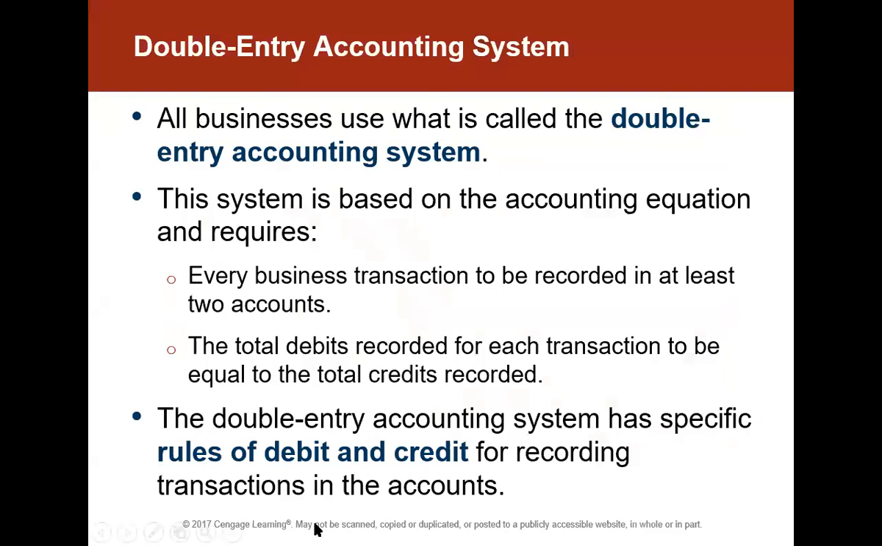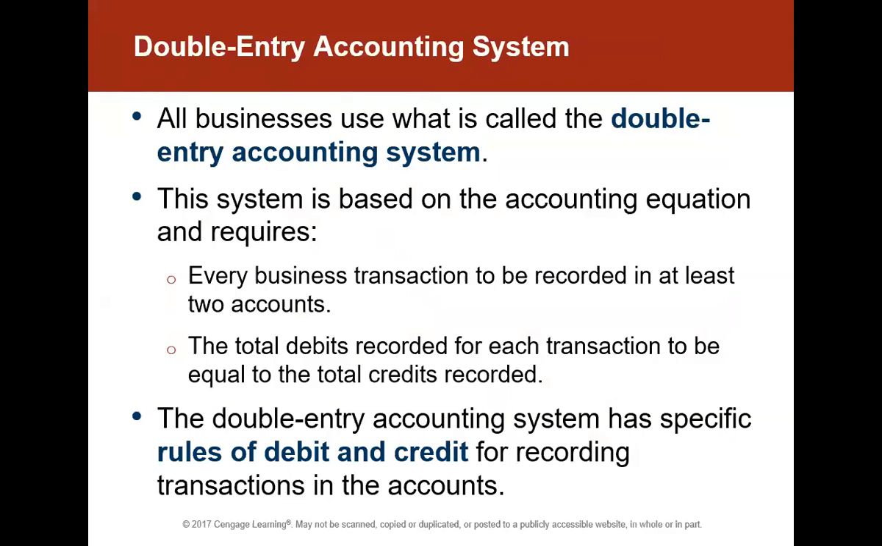Okay, so that all leads us up to what we call the double entry accounting system. Again, when we're looking at transactions, and we already started working on this last chapter, every transaction affected our accounting equation. It increased or decreased assets, liabilities, equity. And after every transaction, our accounting equation stayed in balance. Now we're just building further on that.